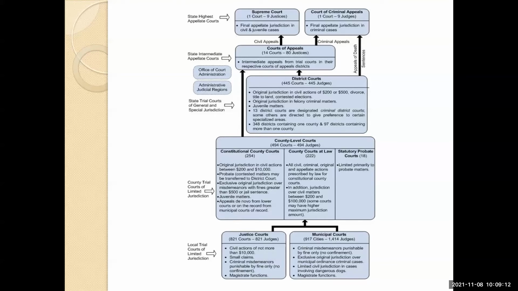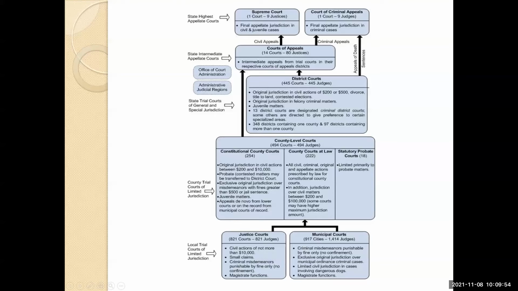The bottom level here are what we refer to as local trial courts of limited jurisdiction. These are courts that are either based in precincts of counties or are based in municipalities, cities. So we have two types of courts here. We have the justice courts and the municipal courts. Justice courts are courts that exist at precinct levels within a county. Every county has 4 precincts. Every precinct has a justice court. Justice of the peace is what we usually call them.